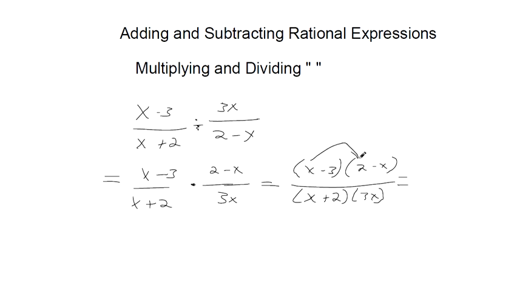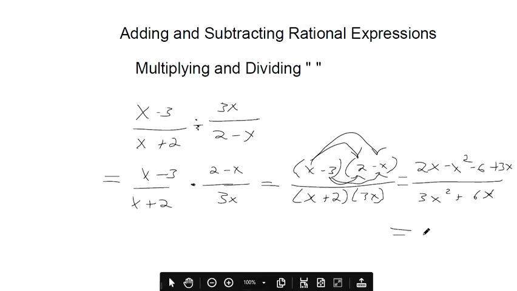So if we multiply the top here, that becomes 2x. If we multiply x times negative x, it makes negative x squared. If you multiply negative 3 times 2, that makes negative 6. And then negative 3 times negative x, that makes positive 3x. And the bottom, if we do that distribution, this is 3x squared plus 6x. And then like before, simplify as much as you can.